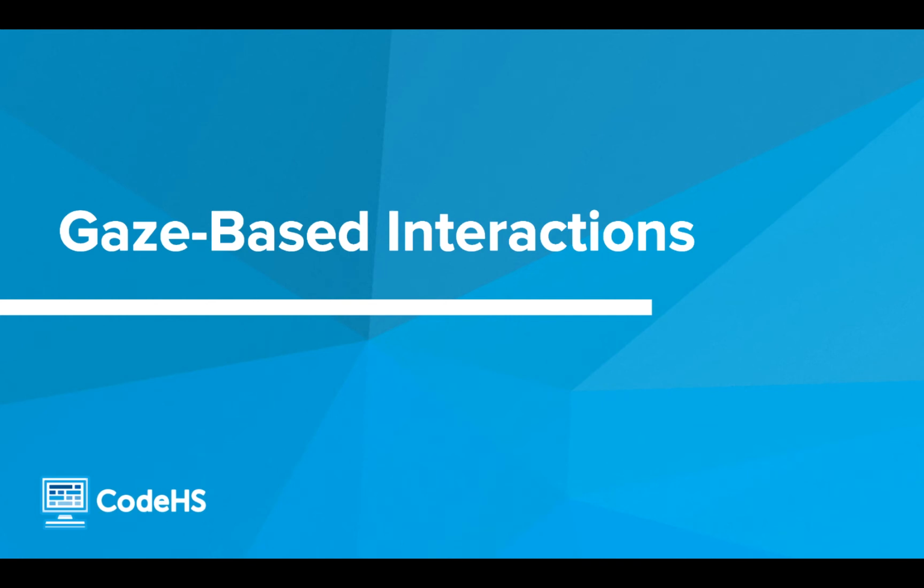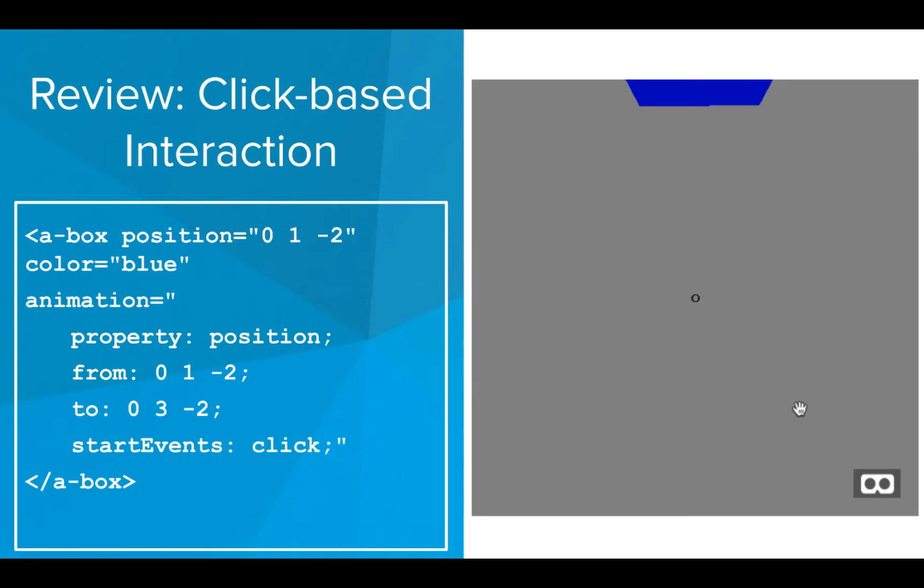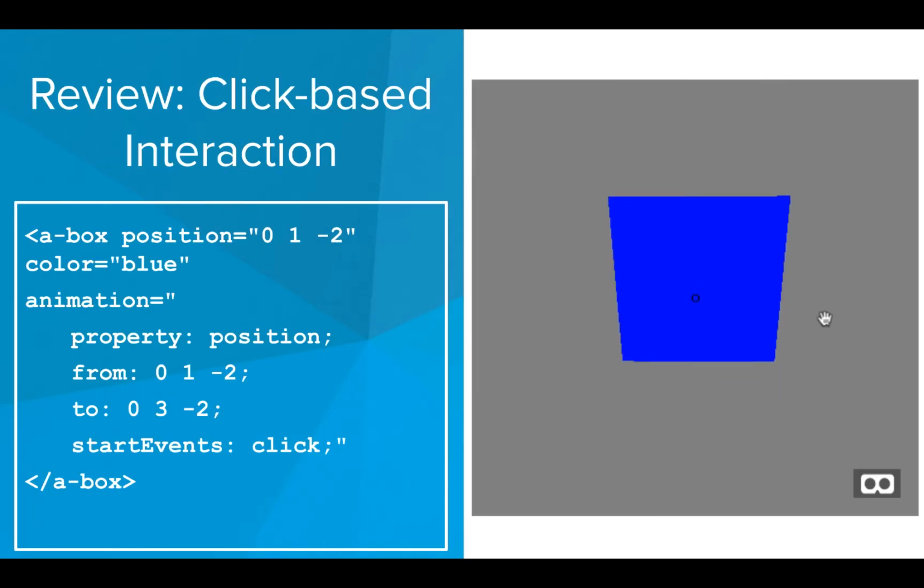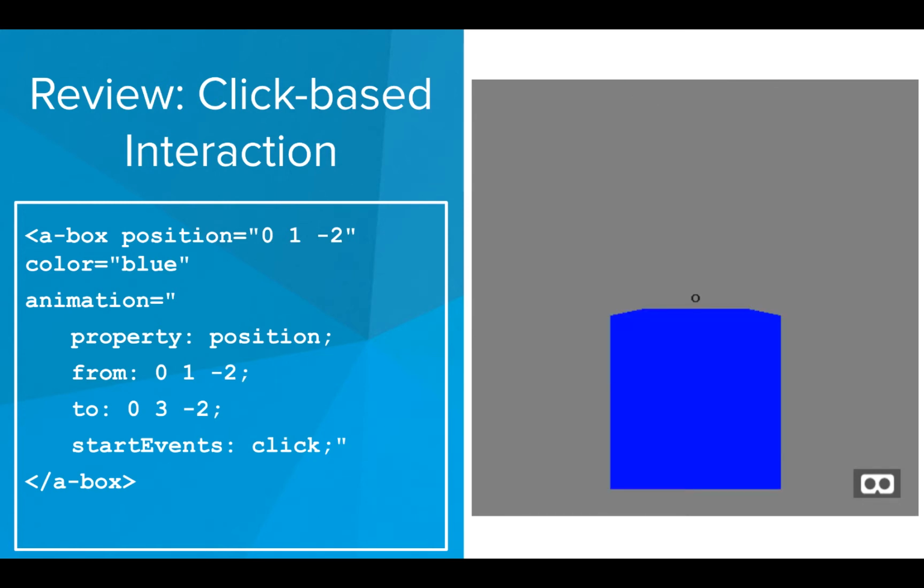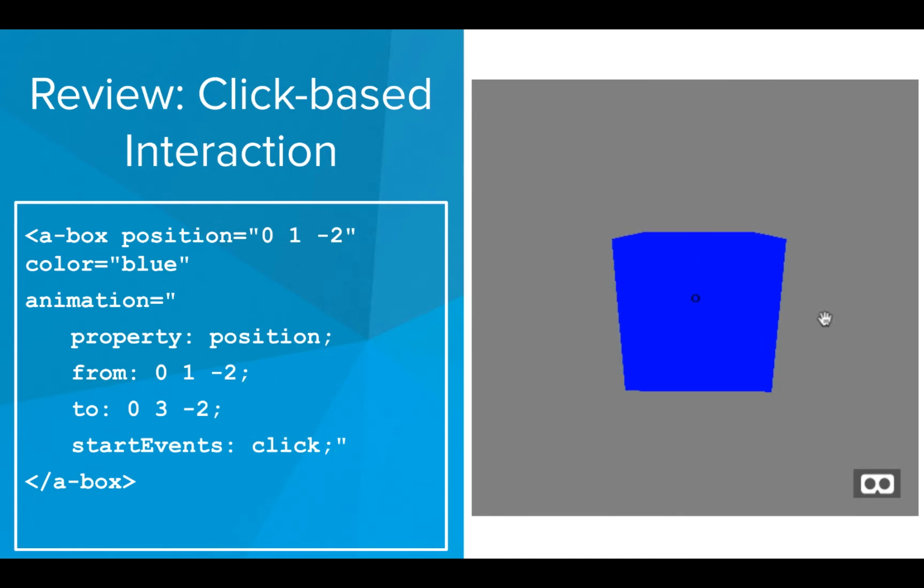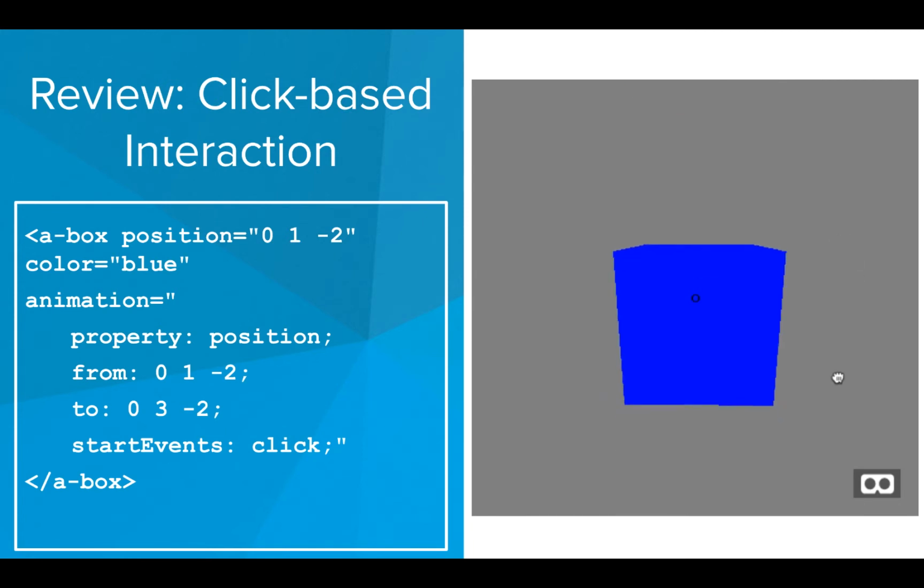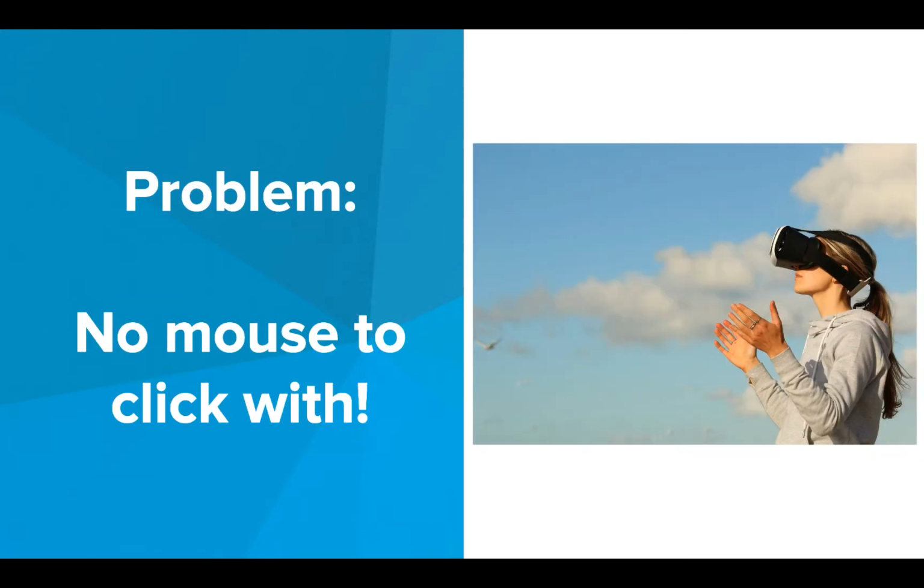Hi, in this lesson we're going to take a look at how we create gaze-based interactions with our objects. To review, in the previous lesson we saw how we can add an animation to our objects and set the animation to start when the user clicked on the object. Remember, to click on the object, the user had to put the cursor on the object and click with their mouse. But the problem is that in most situations, a user doesn't have a mouse to click with.